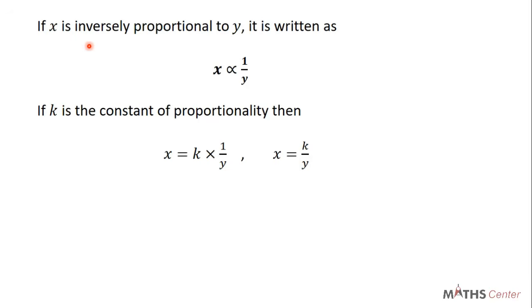So if x is inversely or indirectly proportional to y, then x is equal to k divided by y, where k is the constant of proportionality. Now, this expression here is very, very important. Take note of it because we are going to use it to solve a lot of questions.